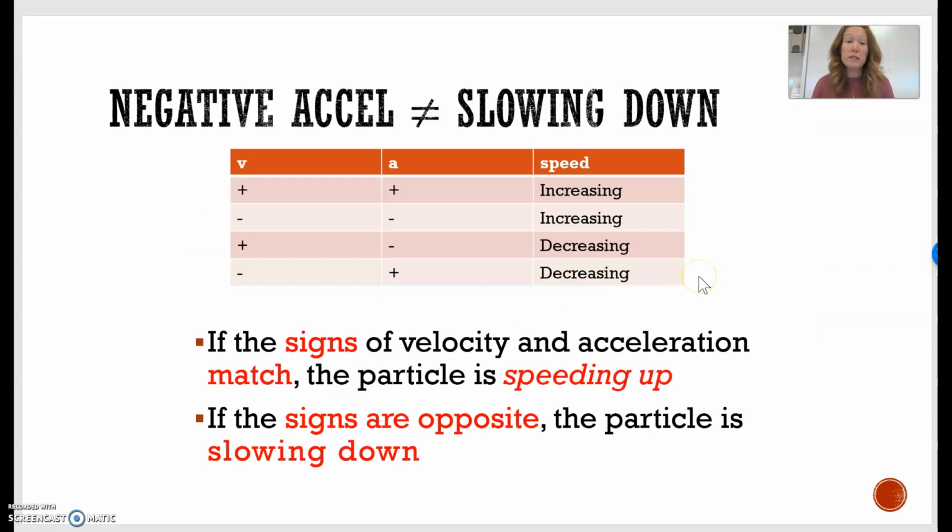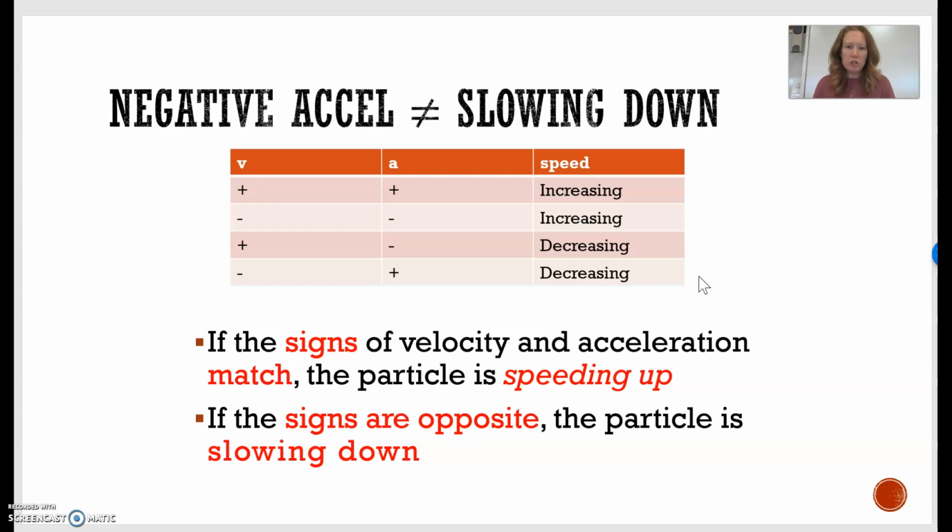Now, let's talk about sign, because we said that acceleration is a vector. So it has a magnitude, an amount, and it has a direction, which in physics we give a positive or a negative to indicate. But that gets a little bit confusing because most people would think negative acceleration means slowing down, because acceleration should mean speeding up and negative acceleration would be the opposite. But it doesn't work like that.